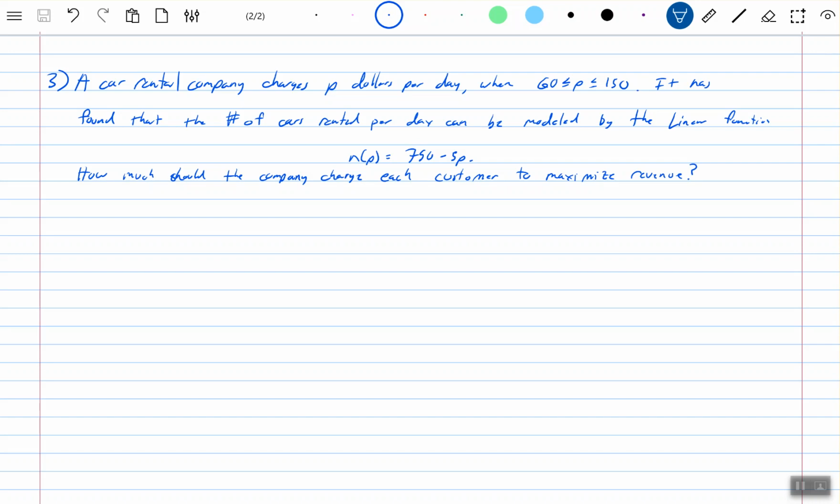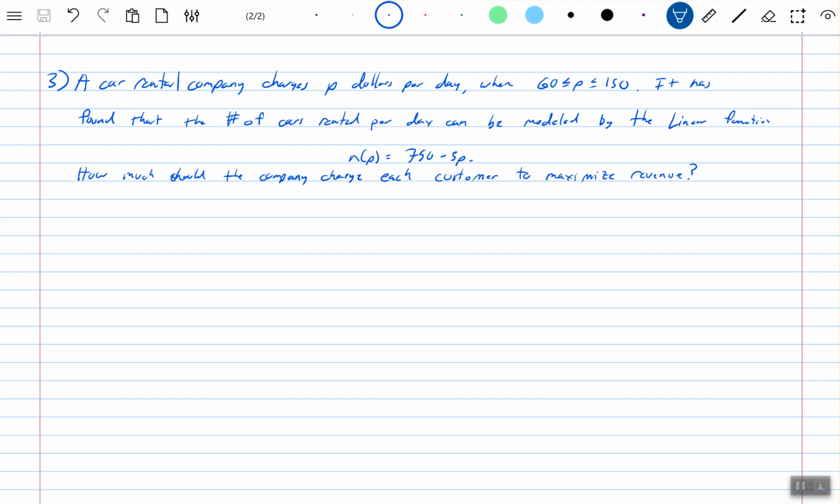So that's what we're going to work out. We don't want to maximize the number of cars. We want to maximize the revenue. How do we calculate the revenue? Well, let's just think about this. What is your revenue? It's how much money you take in, right? So how much money are they taking in? Well, they're taking in P dollars per car. But how many cars are they renting?